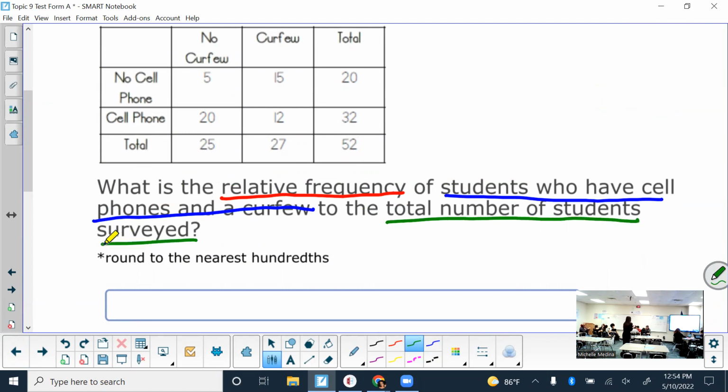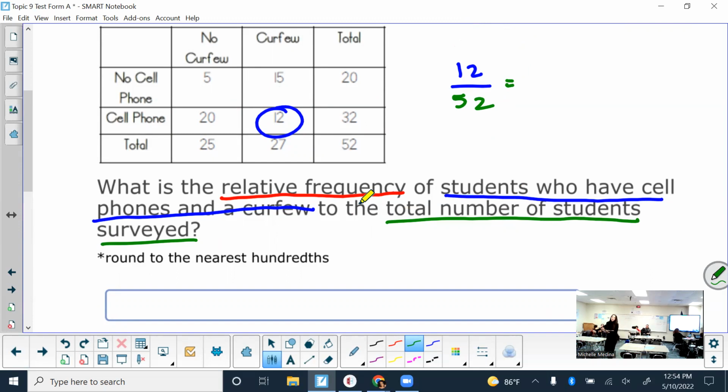So how many students have a cell phone and a curfew? 12. 2 categories at once. Would that be my numerator or denominator? And what am I dividing it by? 52, because that's my total number of students surveyed. So all vocab aside, if you just read it carefully, you can figure it out: of students who have cell phones and a curfew to the total number of students surveyed.